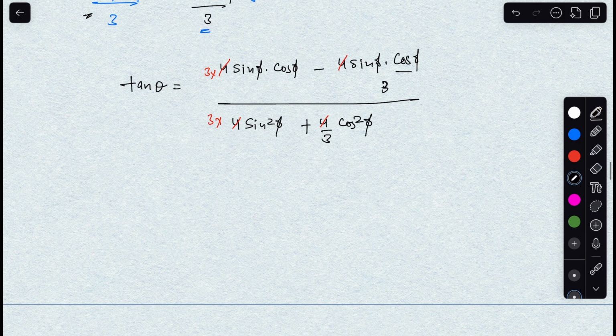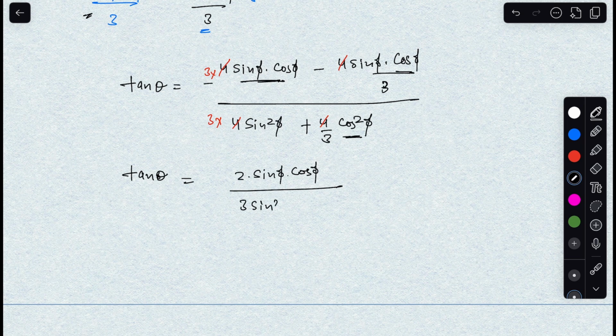Then tan theta is, this becomes 3 sine phi cos phi minus sine phi cos phi divided by 3, so this becomes 2 by 3, and basically it will be 2 times sine phi cos phi because 3 is cancelled out. Then here we have 3 sine square phi, and then 3 cancels out, so then cos square phi, so we have 3 sine square phi plus cos square phi.